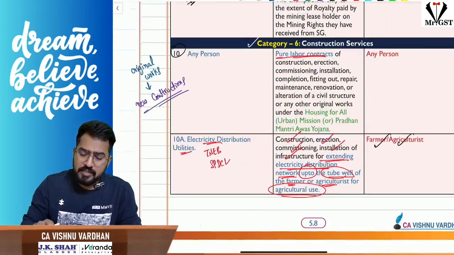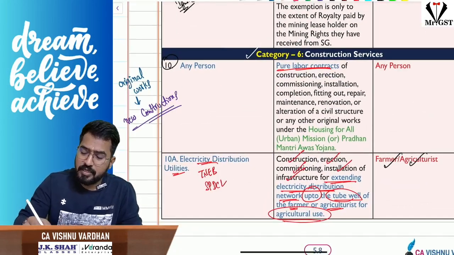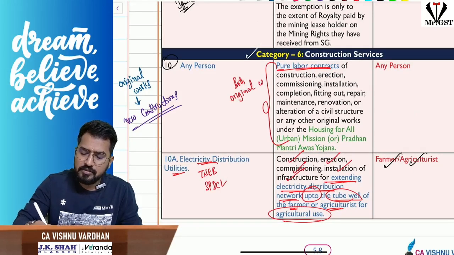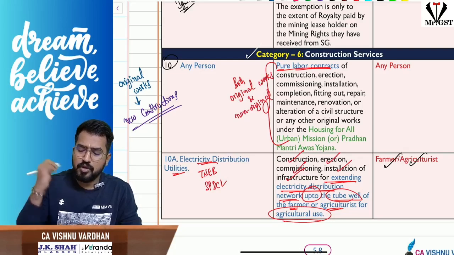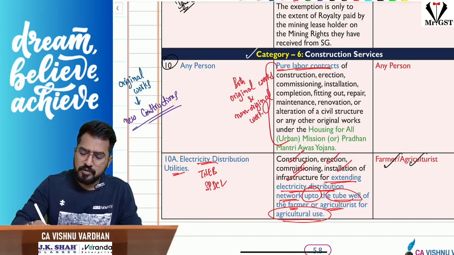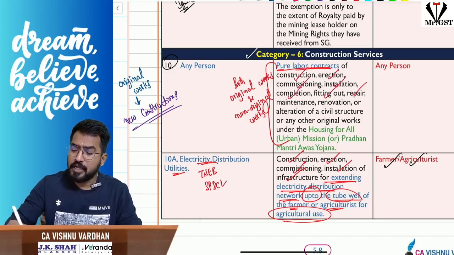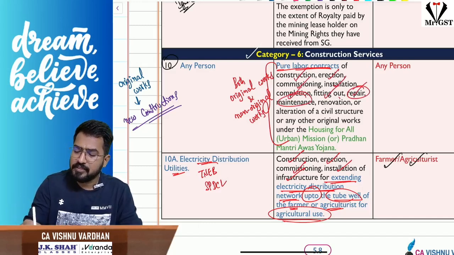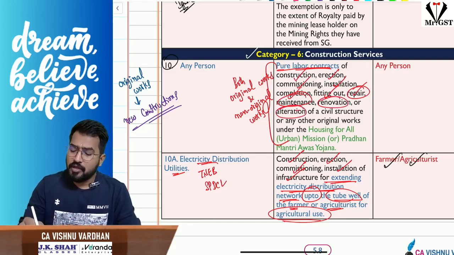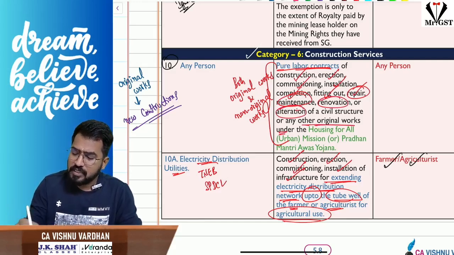See here, this entry number 10 talks about both original works as well as non-original works. Because if you see here, there are the words construction, erection, commissioning, installation, completion, fitting out, repair, maintenance, renovation, alteration, of any original works under housing for all, urban mission, or Pradhan Mantri Awas Yojana.